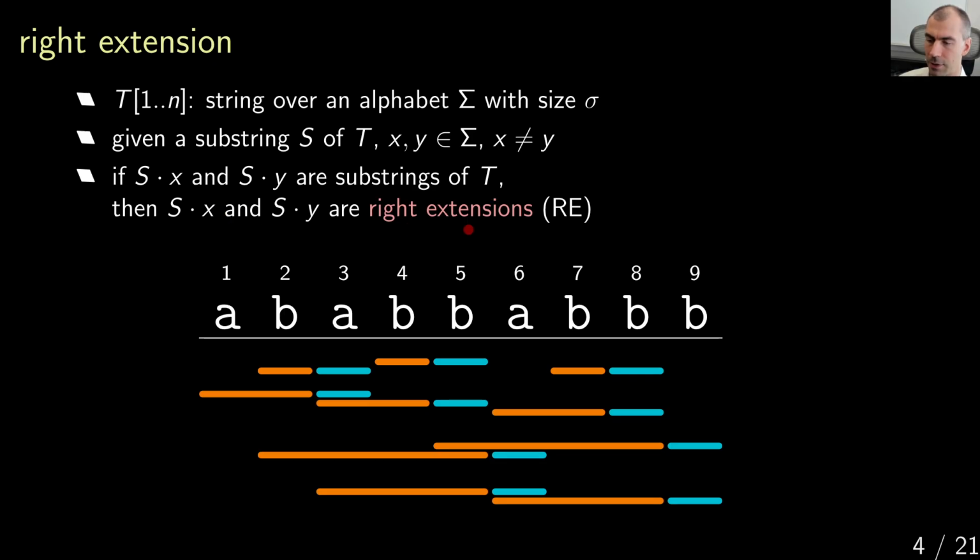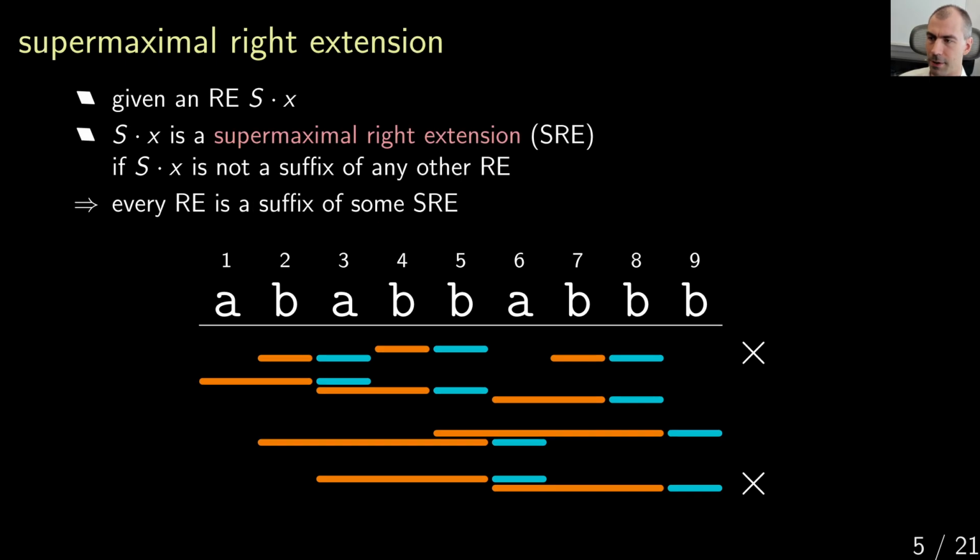So for instance, BA and BB are right extensions. So basically you have two different ending letters of S equals B. Or for ABA and ABB, you can see there are again two different letters in the end, and S is AB. So in both cases you have right extensions. They are not so interesting because there are so many. And what you want to do is find a subset of these right extensions by using maximality. And then you get supermaximal right extensions.